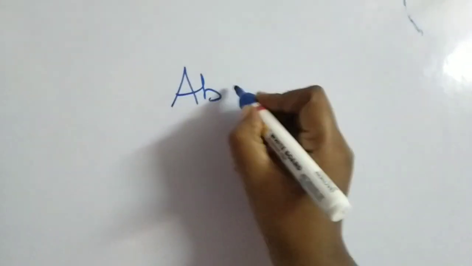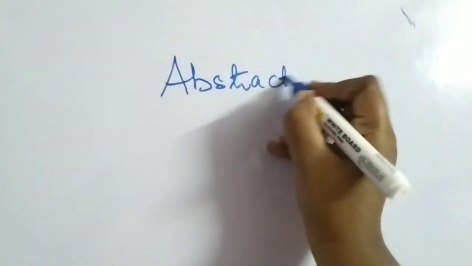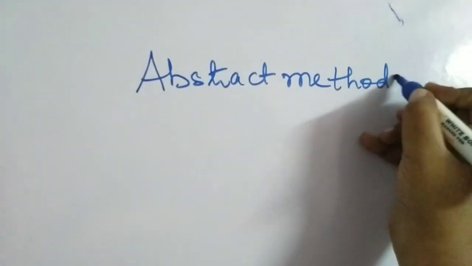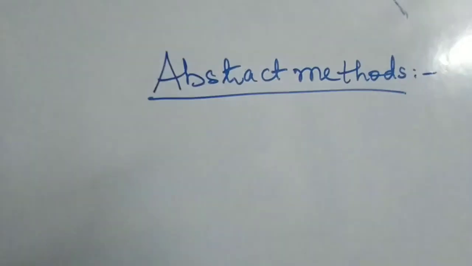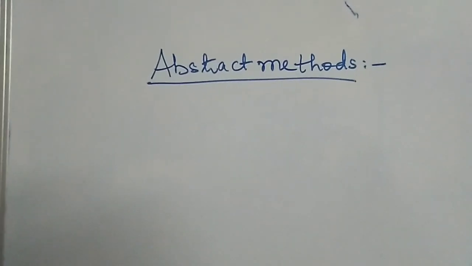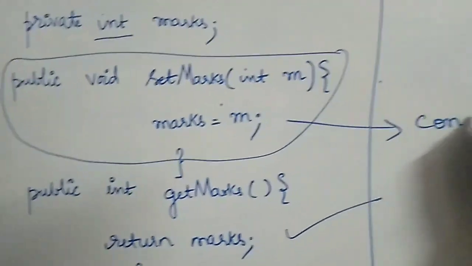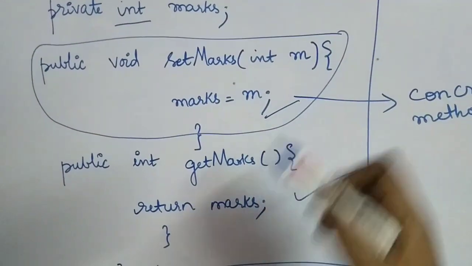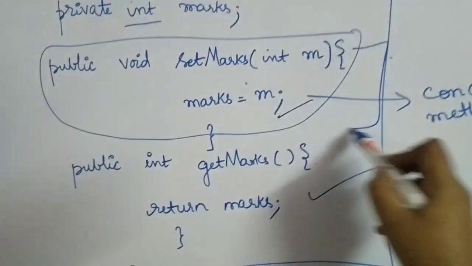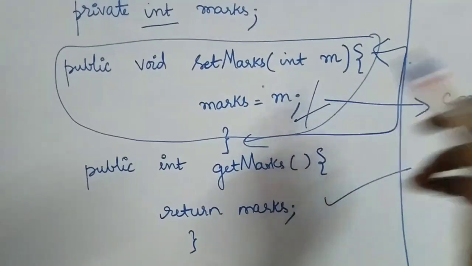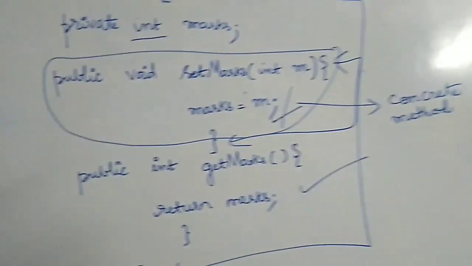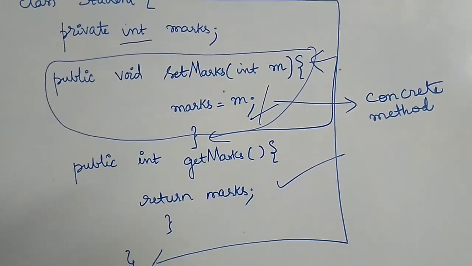Another kind of method is called an abstract method. I'll be discussing abstract methods when I discuss the abstract classes concept. But to understand what is meant by abstract methods: these methods are concrete methods. They are concrete because they have implementation. There is an open bracket and close bracket, and in between there is implementation. If a method has a body or implementation, such methods are called concrete methods.